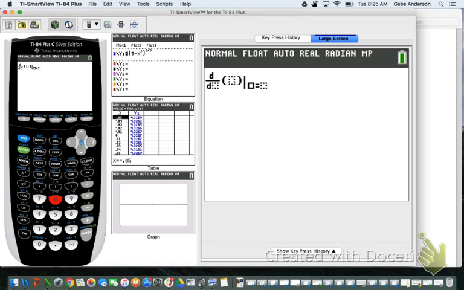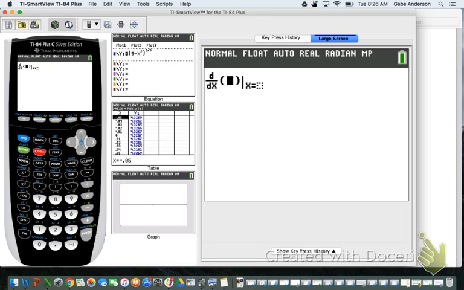So here we go. We're going to do d/dx, right? Because our function was in terms of x. So go ahead and push the X,T,theta,n button for your input variable. So I'm going to do d/dx. That means do the derivative with respect to x of whatever comes next. It's a little operator. And so I had you put your function into y1 for a reason.